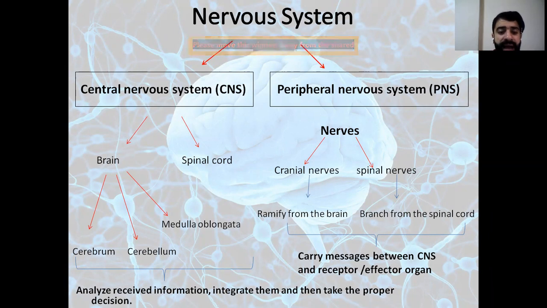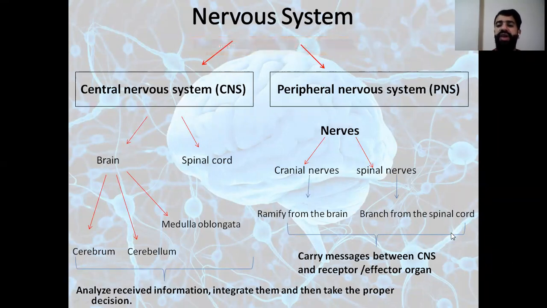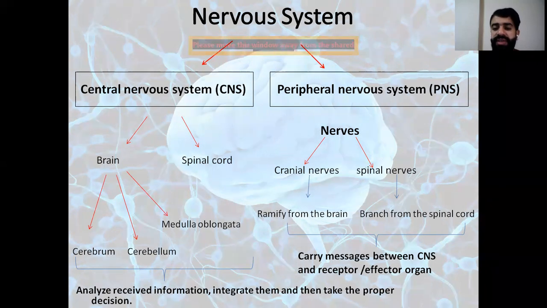Central nervous system analyze the received information, they integrate them, and then they take the proper decision. Whereas the peripheral nervous system is composed of the nerves that are divided into two branches, the cranial nerves or the spinal nerves. So cranial nerves, they ramify from the cranium and from the brain, whereas the spinal nerves, they ramify from the spinal cord. What is the function of these nerves? They carry messages between the central nervous system and the effector, or it's called the receptor organ.